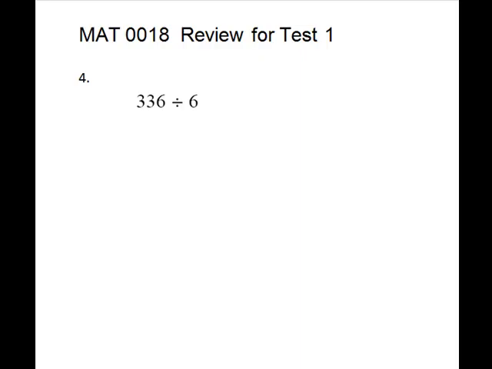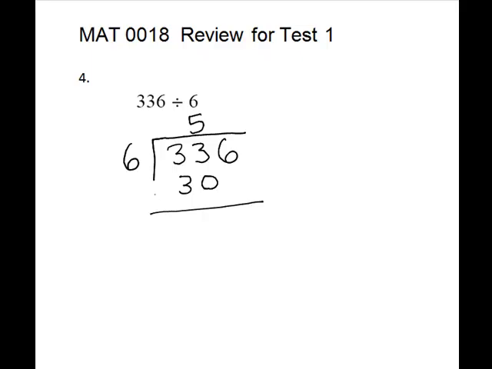We need to write it in a long division grid. So we have 6. So what you divide by goes on the outside. Into 336. And we try to divide 6 into 3. It won't go, so we have to go into the next digit. 6 into 33. We make a guess. I think 5. Then you multiply back. 5 times 6 is 30. Make sure you line it up exactly under. Subtract.